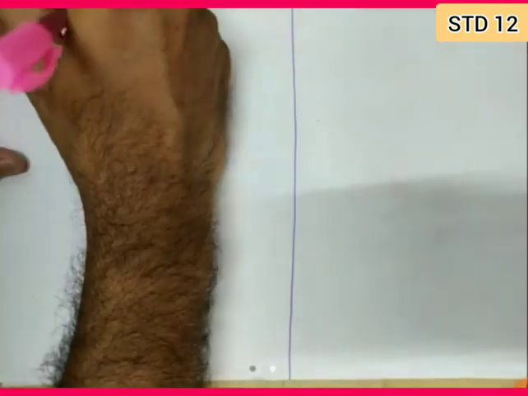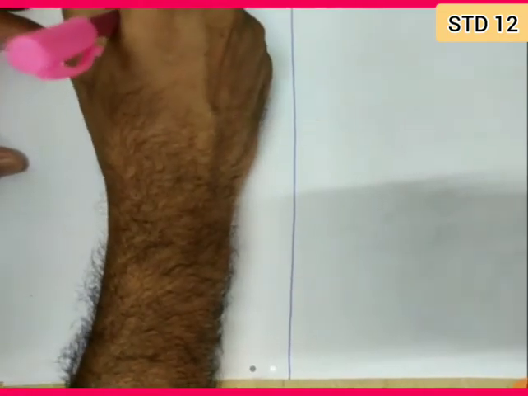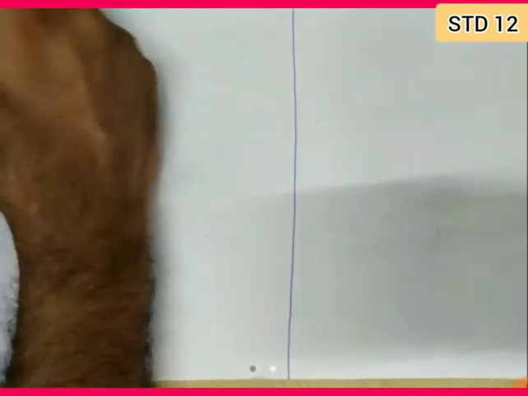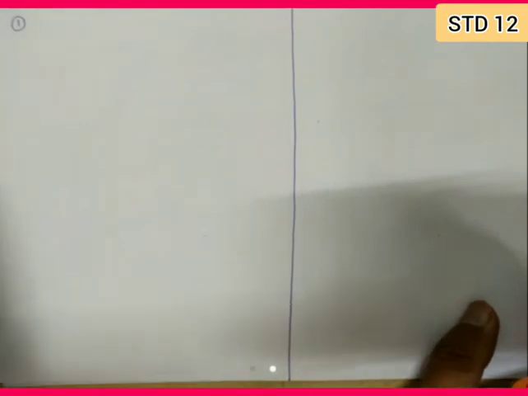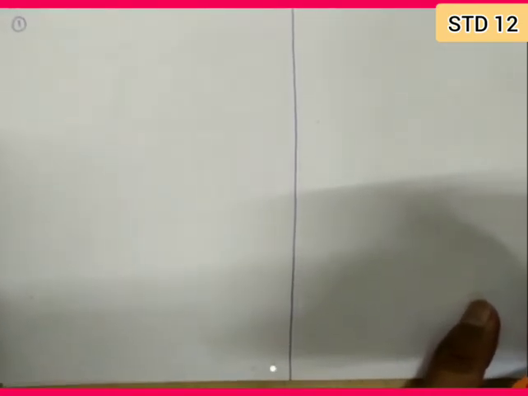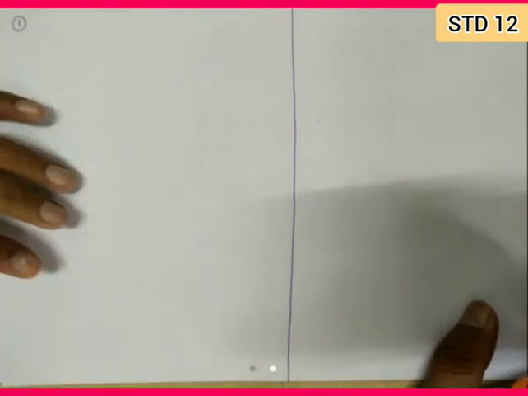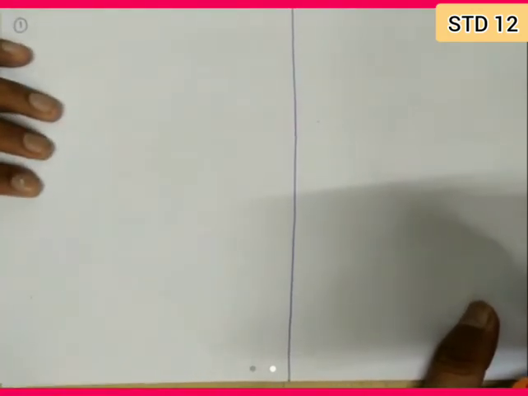Question number 1. You have to keep your textbook with you. This is the word problems. So question number 1, we are going to find the rate of change of area of a circle. Find the rate of change of area of a circle with respect to its radius.